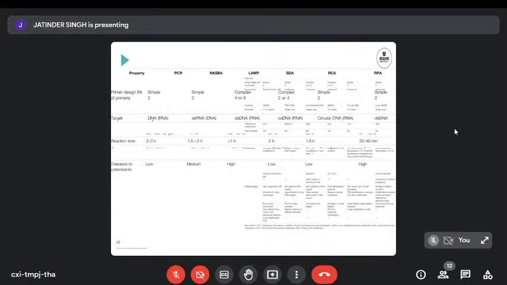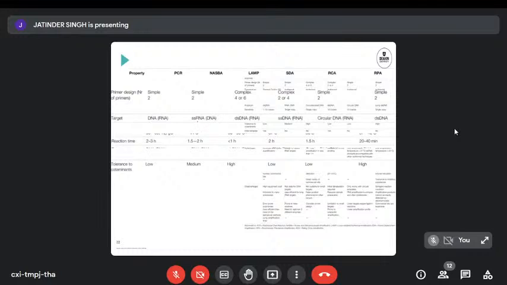If you look at the target, PCR targets DNA. So if you want to do RNA, you need to do reverse transcription. So it can be done, but not great. NASBA, in contrast, targets RNA directly. So if you want to look at viral RNA, maybe NASBA is the amplification technique that's more appropriate for you to select than other ones.